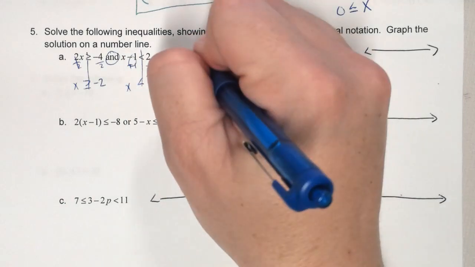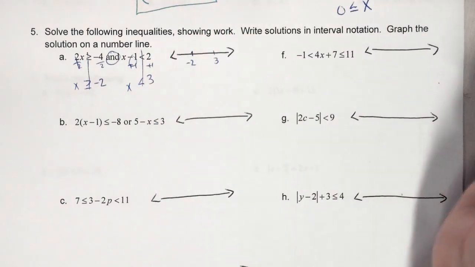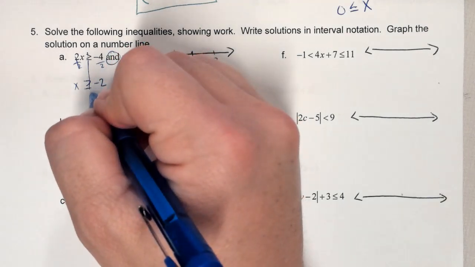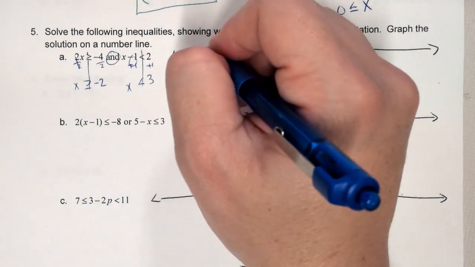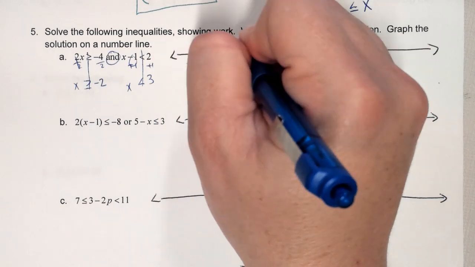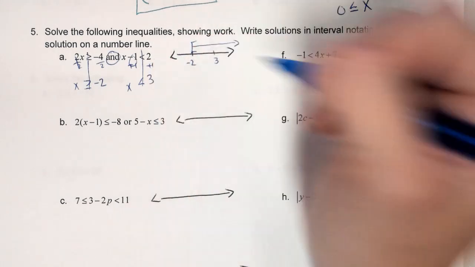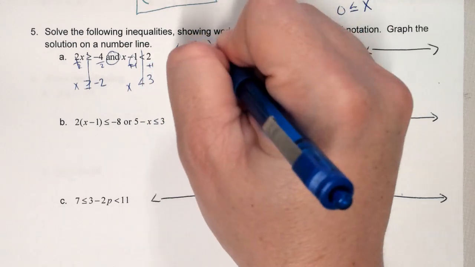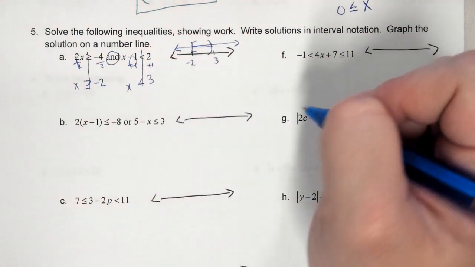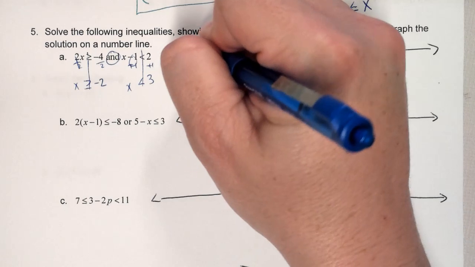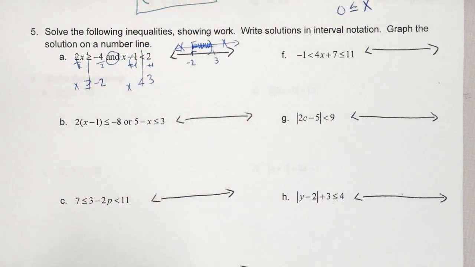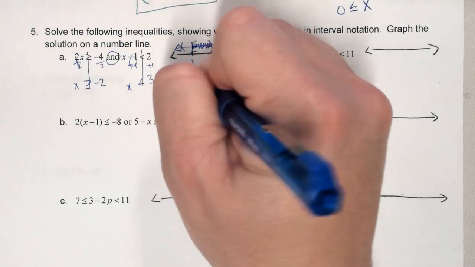So I have negative 2, and I have 3. X is greater than or equal to negative 2. And x is less than 3. Because it's an and problem, my solution is where they overlap, and they start overlapping here, and they stop overlapping here. This is not included, not included. So my final answer is this.